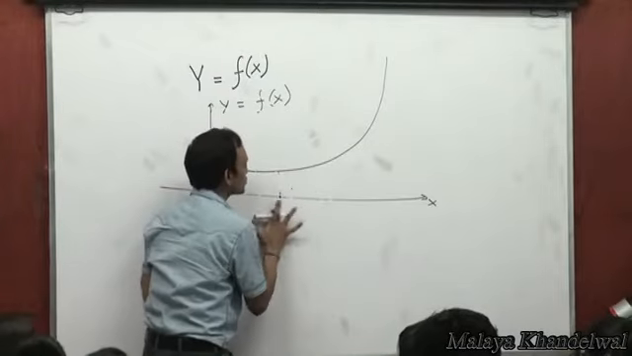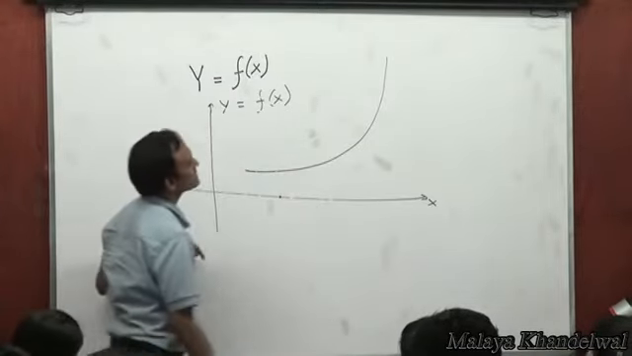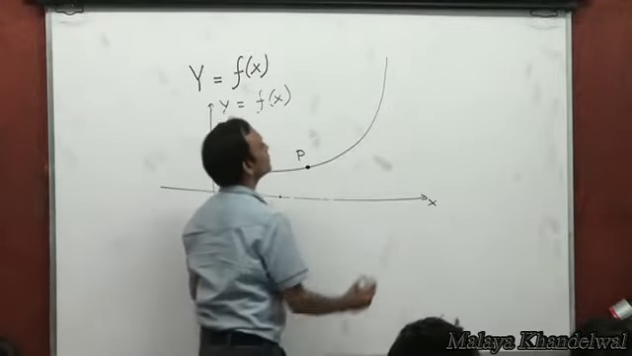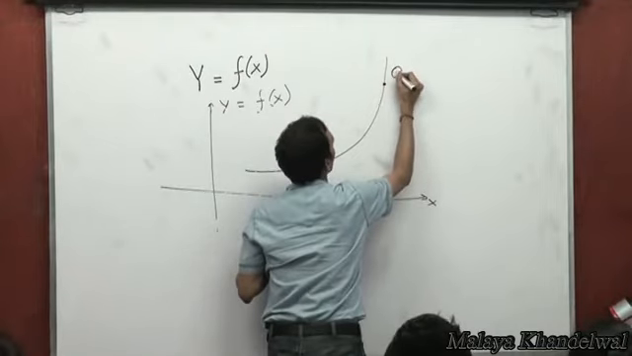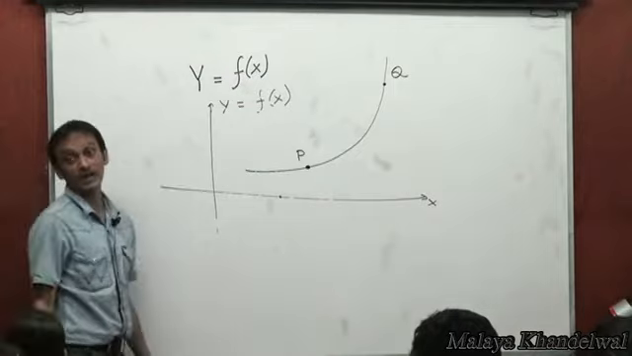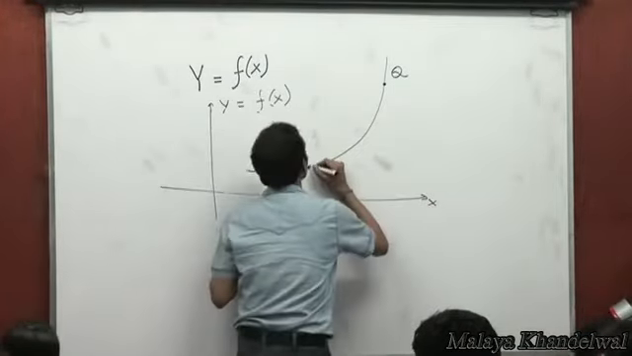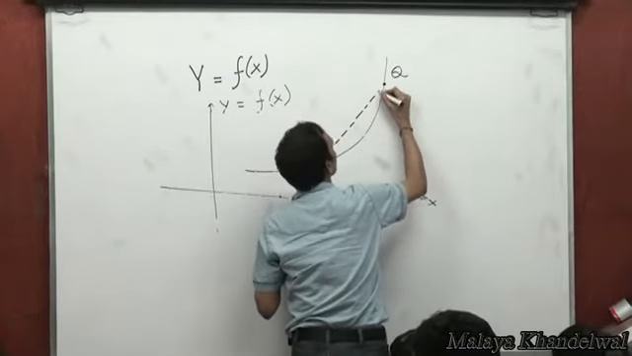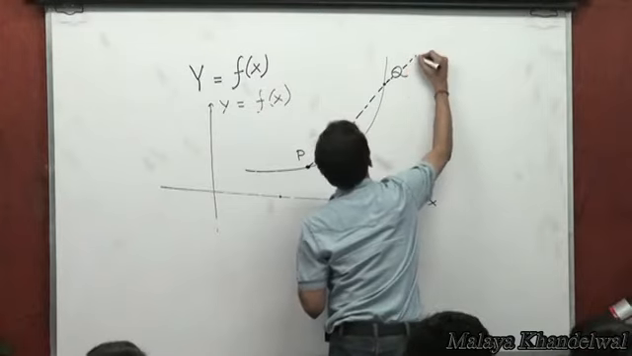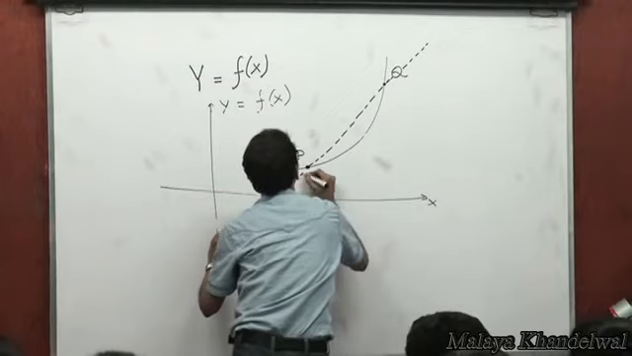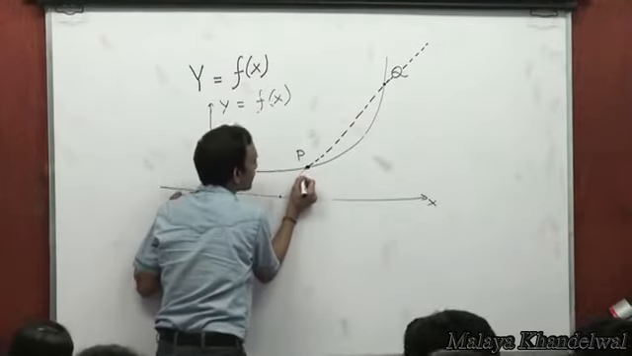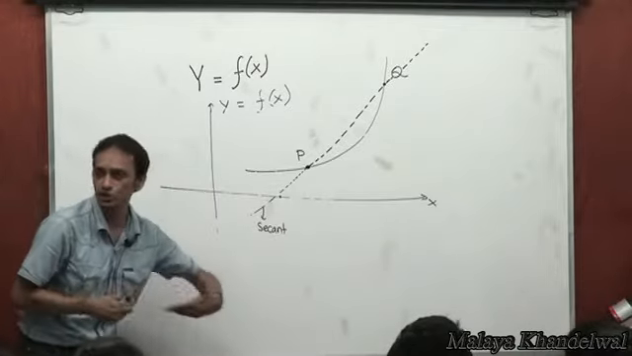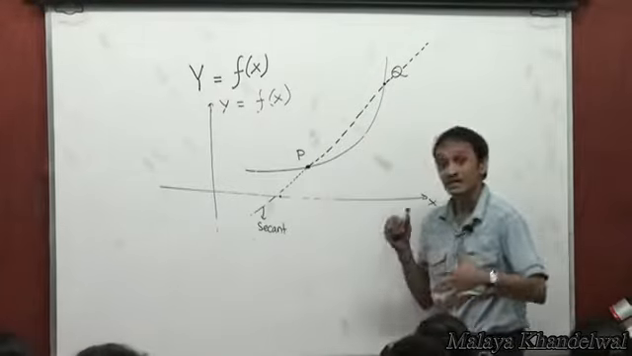Okay. Now, having done so, let me select 2 points on the graph of the function, a point P and a point Q. If I join P and Q, what I get is a secant to the curve, right? This is a secant to the curve. Yes or no? If I join P and Q, then the line obtained is a secant to the graph of the function.